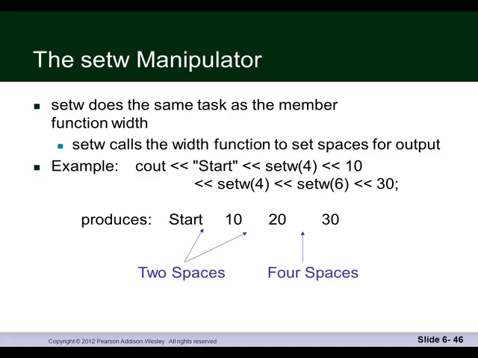Of course, I'm missing a 20 here somewhere. It's supposed to be a 20 over here. So it's doing the setw(4) for 10, then setw(4) for another 20, and then setw(6) for 30.